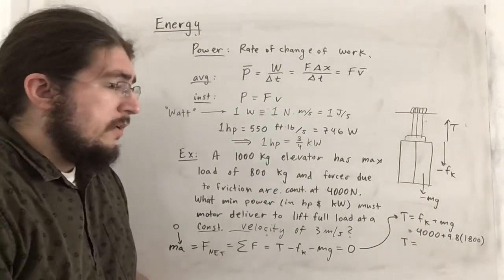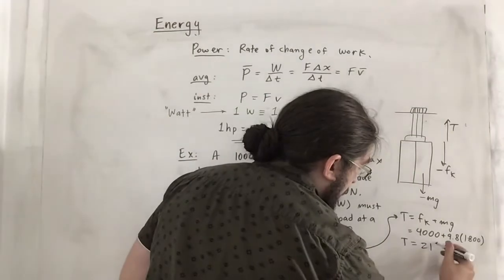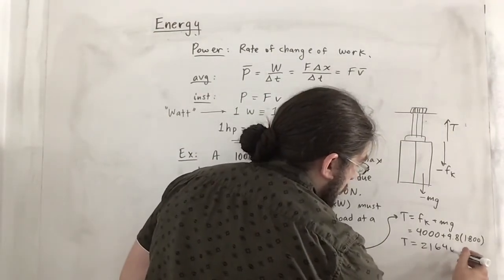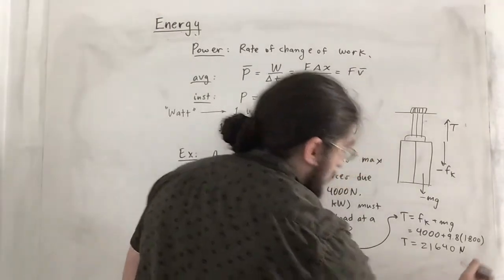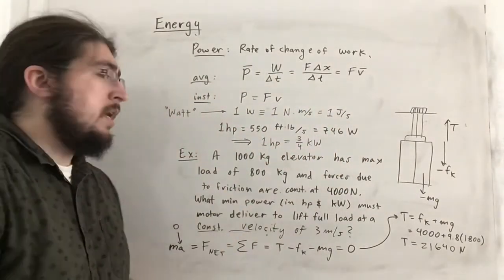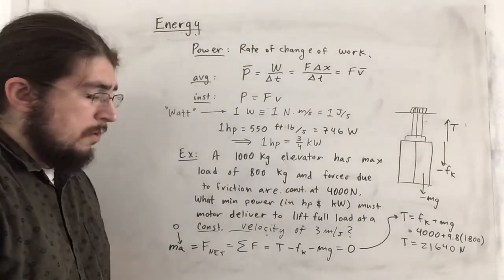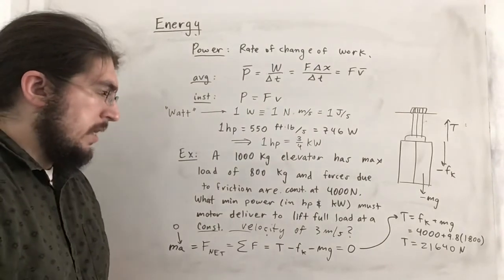Okay, so my calculator gave me about 21640, it's a pretty large number. 21640, or is it 460? No, yeah, and that's of course in newtons. So that's the tension, which is basically the force provided by the motor. And now we can find the power that the motor needs to achieve this tension.